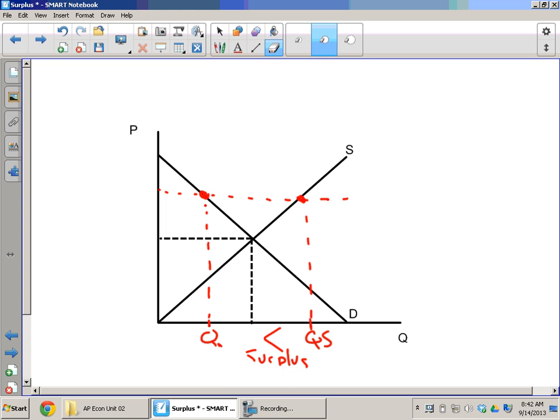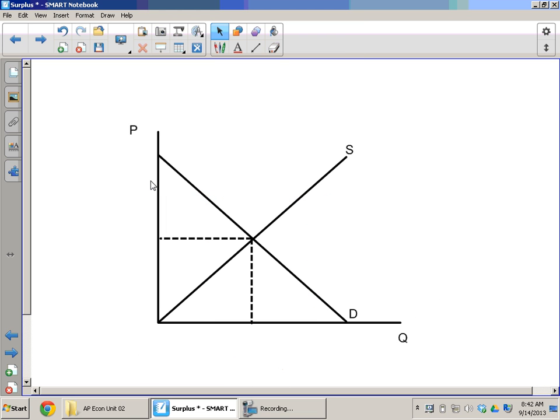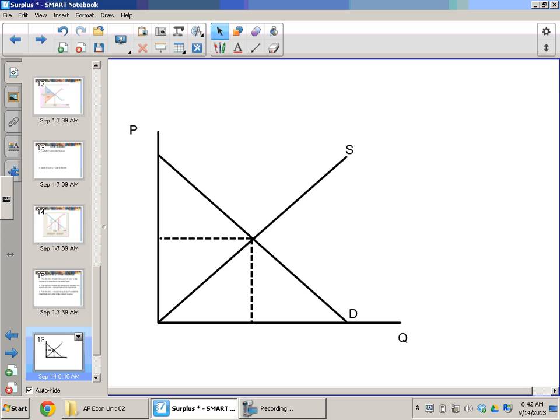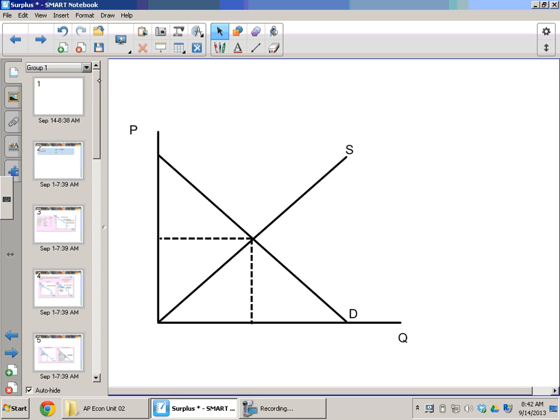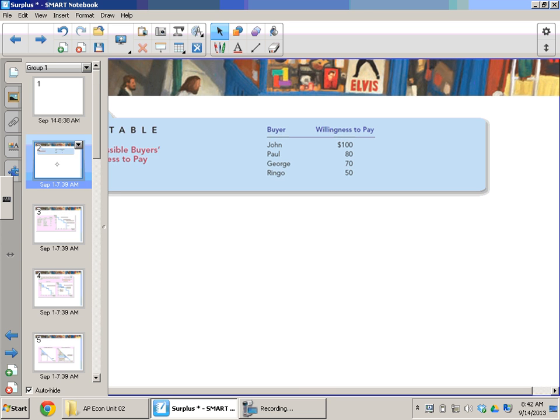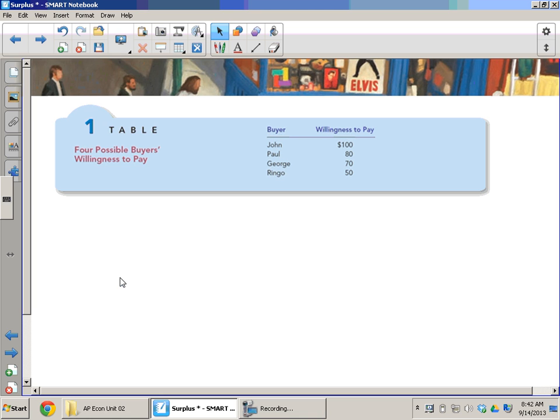When we talk about producer and consumer surplus, and then later on total surplus, we're looking at something a little different than that. So let's get into some of the specifics here about consumer surplus and really what that concept is. We're also going to look at how to measure it, and from there we will compare it with producer surplus and total surplus.